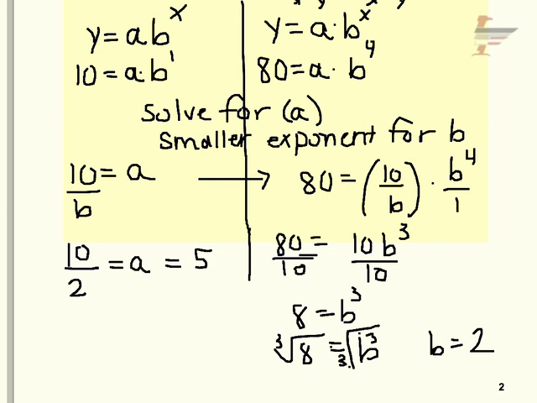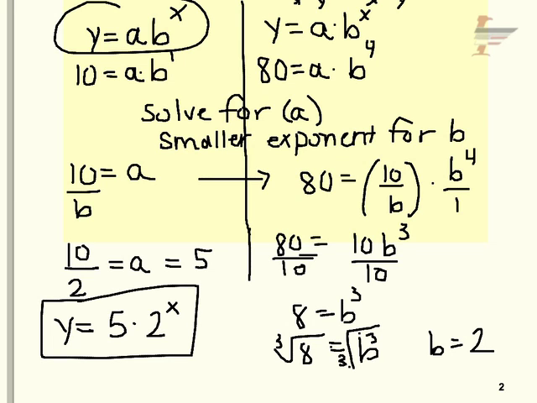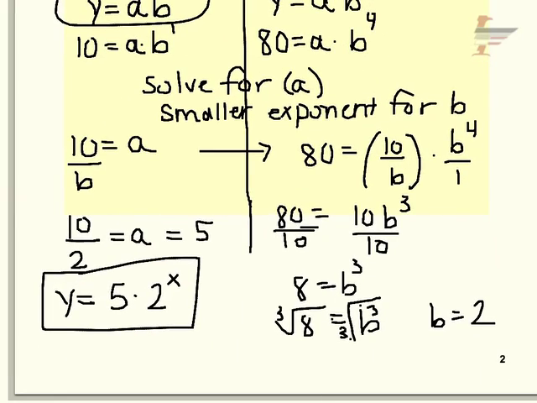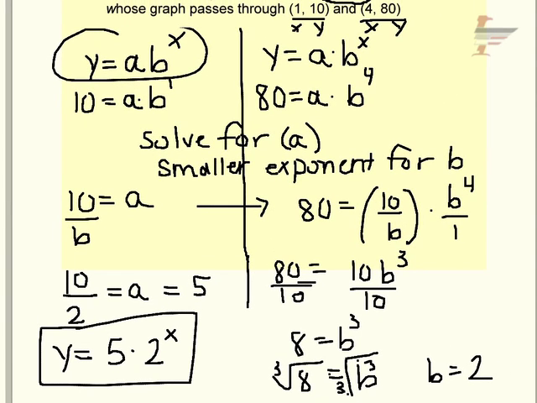And then last but not least, write your exponential equation. So again, here's your exponential equation right here. So I'm just going to plug in a, which we found to be 5, times b, which we found to be 2, to the x, and there is your exponential model. And if you're unsure, go back up, take those 2 points, (1, 10) and (4, 80), plug them into this final answer and make sure that they both work, and they will. And that's how you write an exponential model. So again, it's really just a substitution game.